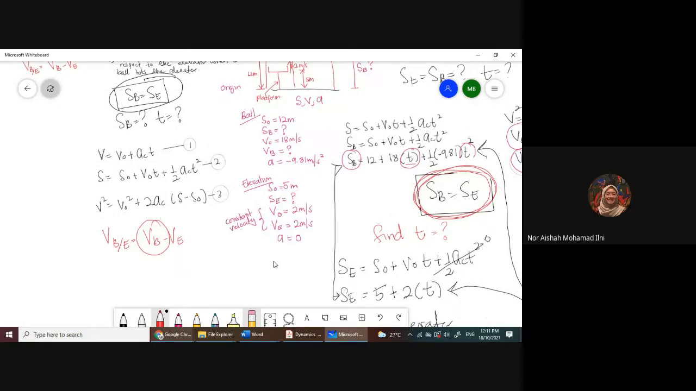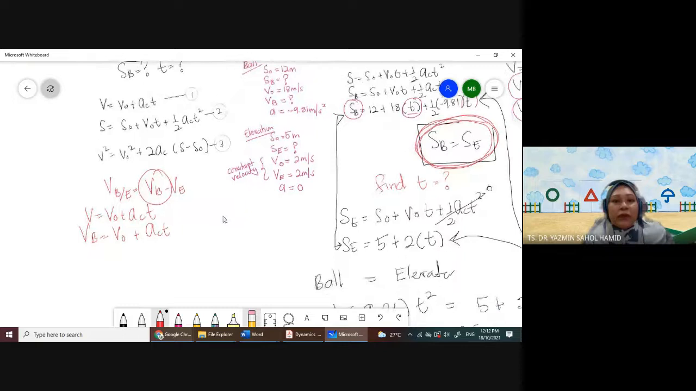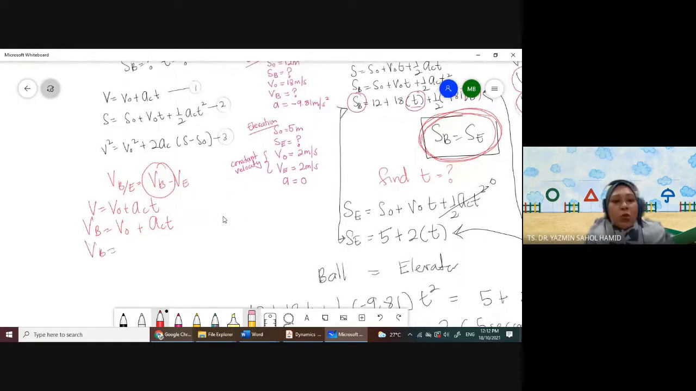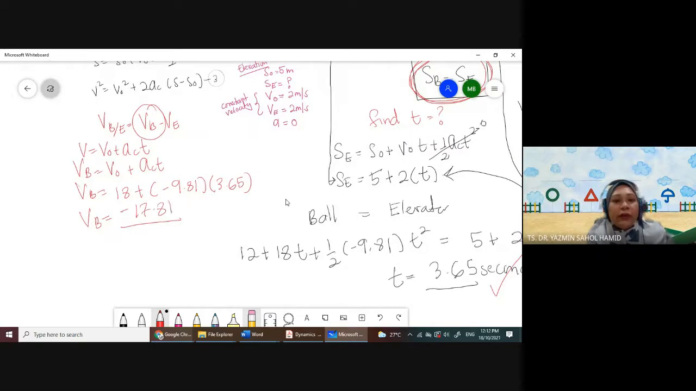Formula 1. Okay, Formula 1: V equals V naught plus at. Now this will be VB equals V naught plus at. So what is our VB? This is what you want to find. What is our V naught? Our V naught is 18. Our acceleration is negative 9.81. And what is the time? 3.65. So you can find VB. So what is VB? Negative 17.81. Okay, negative 17.81 meter per second. As you can see, it's negative because it's going down.